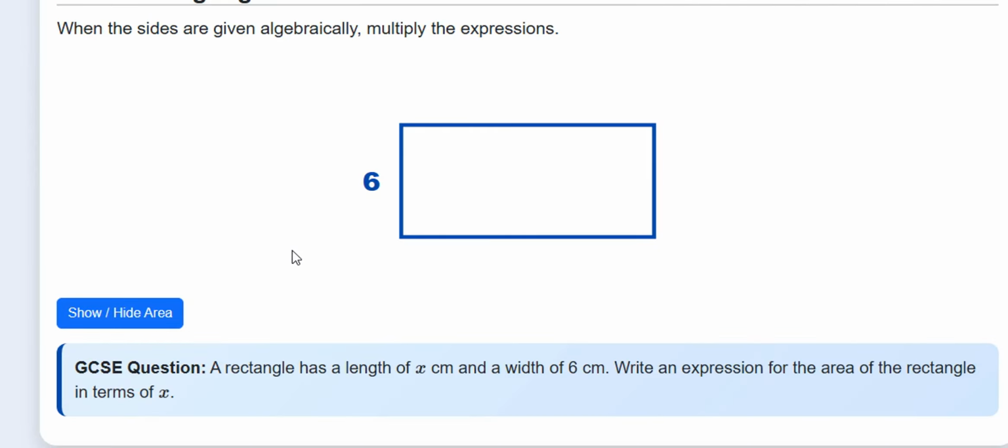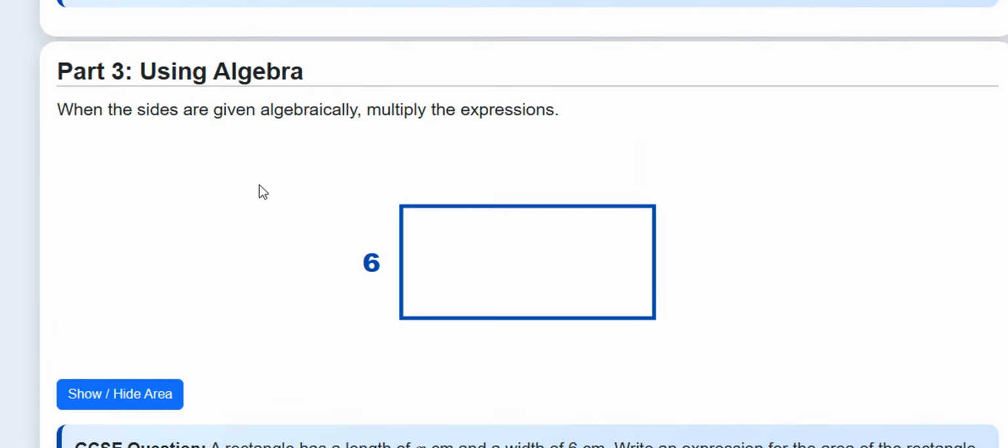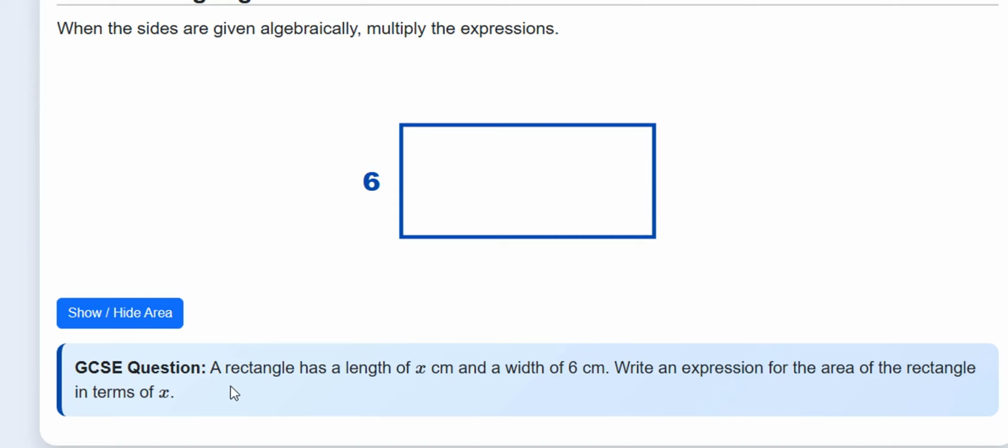Sometimes you can be told to interpret or to give an expression which represents the area of a given rectangle. So for example, in this case, you are told a rectangle has a length of x centimeters. So we already know the length here is x centimeters, and then the width is 6 centimeters here. Then write an expression for the area of the rectangle in terms of x.